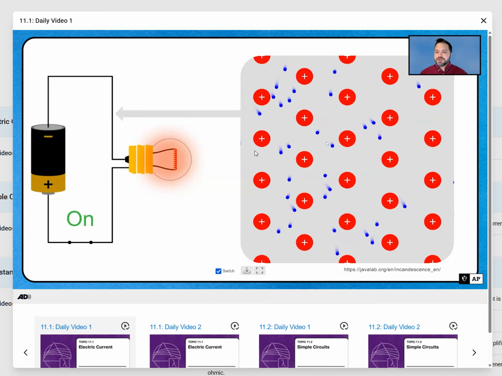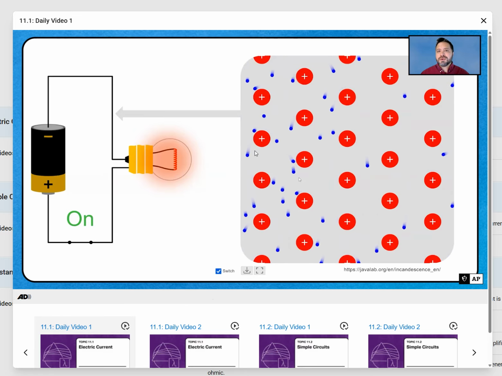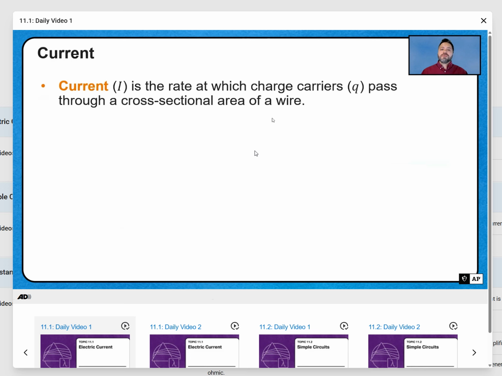The way we measure it, we're not going to use distance divided by time. That's not really helpful here because all of our charges are going different directions and at different rates. So instead, what we're going to use to measure the current is a flow rate. Current is defined as the rate at which the charge carriers pass through a cross-sectional area of the wire.